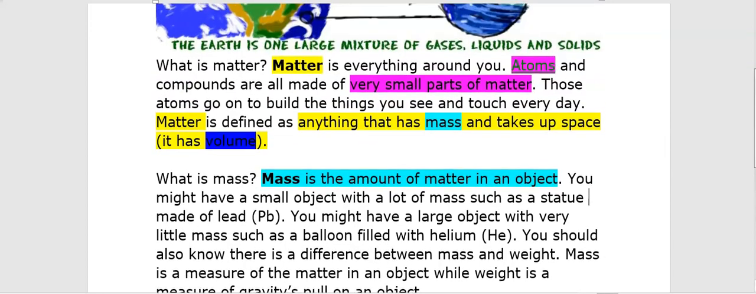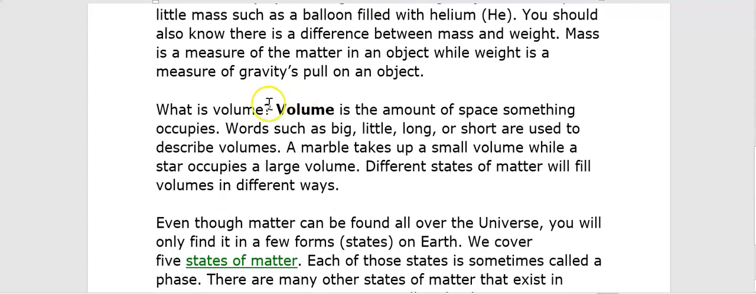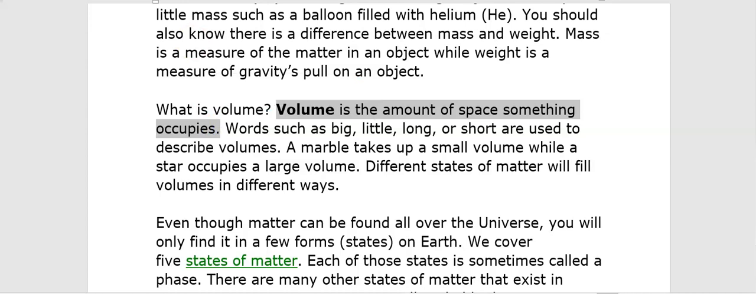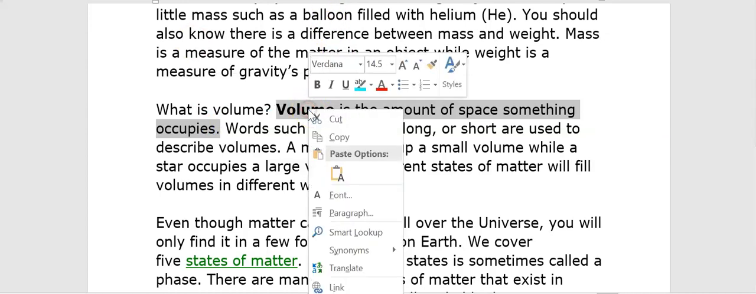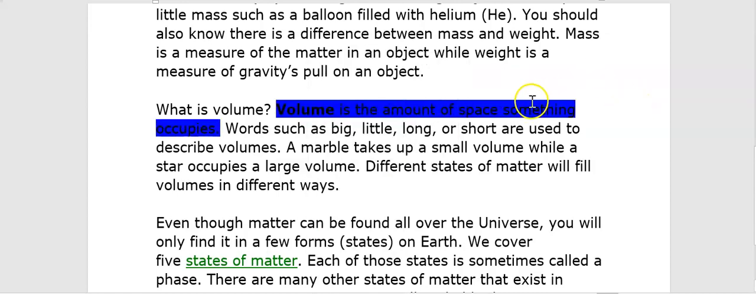So we've read paragraph 1, paragraph 2 about mass. Paragraph 3 is now going to explain volume. That's usually where you find the definition. Volume is the amount of space something occupies. So remember, volume is measured in cubes. And if you are measuring the volume, you are measuring how many cubes it takes to fill it up. So cubic centimeters or cubic inches are what measure volume.